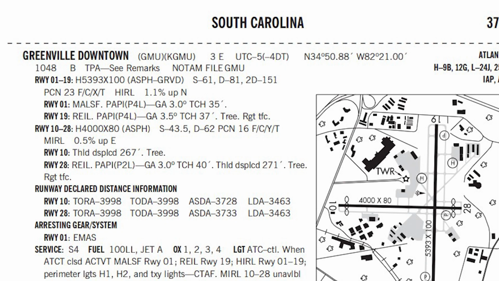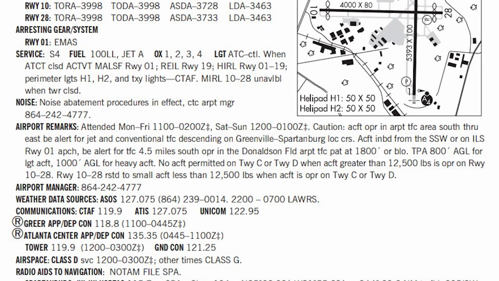GMU is also unique in the fact that the traffic pattern altitude is not 1,000 feet above the airport elevation. Under the airport remarks in the airport facility directory, there's a note that says the TPA is 800 feet AGL for light aircraft. GMU's elevation is 1,000 feet, so this means the pattern is at 1,800 feet, as opposed to what would normally be a pattern of 2,000 feet.